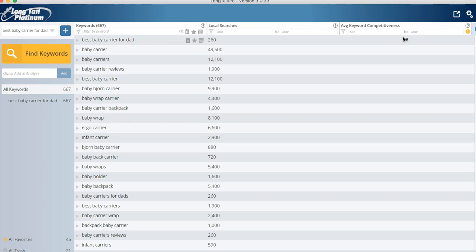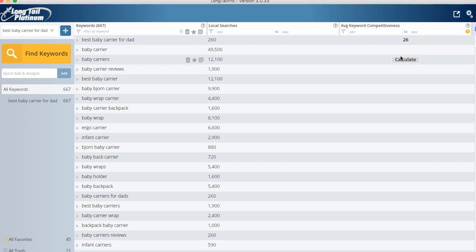The way they calculate these metrics is similar. I don't know exactly if they use the exact same data. Obviously, it's slightly different because they've got a different score. So there's a little bit of a different margin that I use for Longtail Pro.